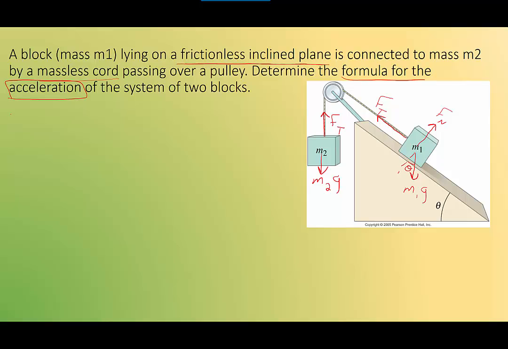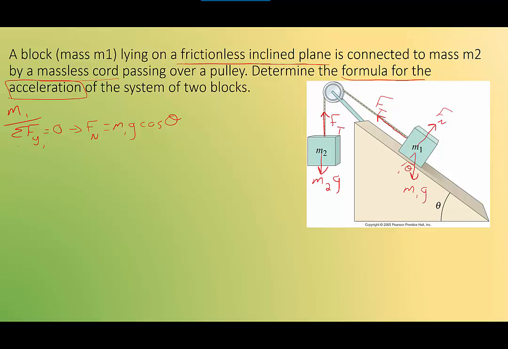So let's take a look at the first mass to begin with. The sum of the forces in the y direction are going to be 0, because again, it's not flying off the ramp or diving into the ramp. So because the sum of the forces are 0 here, that leads us to the same equation we had on the last page, which is the normal force is m1g cosine theta.